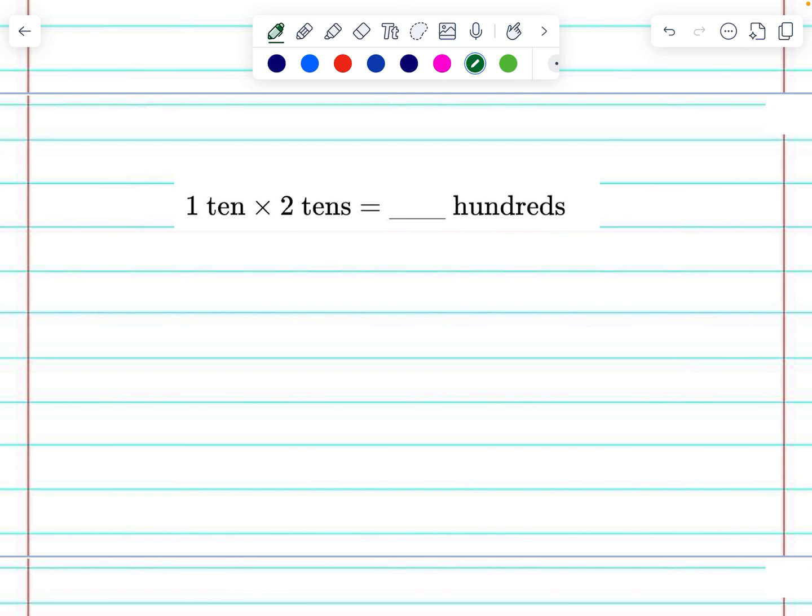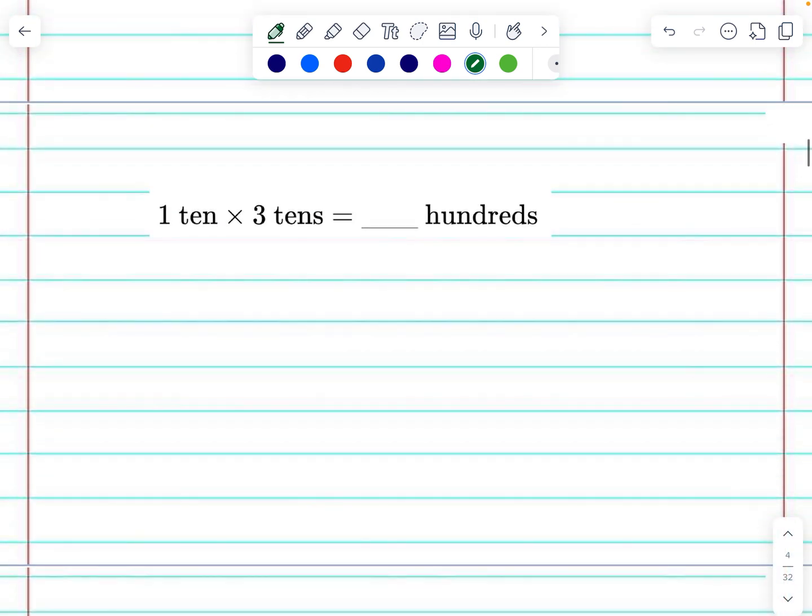1 ten times 2 tens equals 2 hundreds. 1 ten times 2 tens, 10 times 20 is 200. 1 ten times 3 tens is 3 hundreds. 10 times 30 is 300.